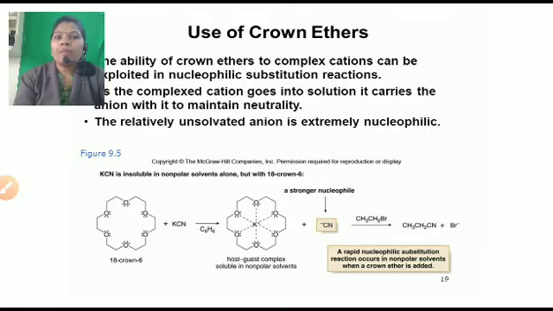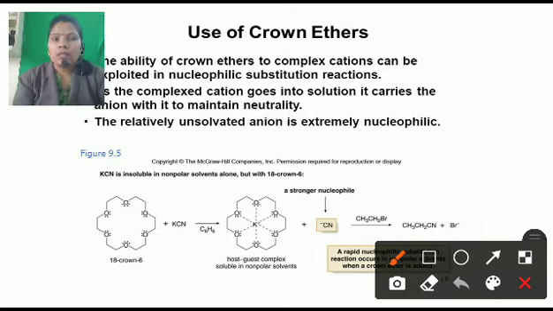What happens here? This is the example of 18-crown-6, which is useful for the nucleophilic substitution reaction. Here 18-crown-6 is reacted with KCN. KCN dissociates into K+ and CN−. The crown is useful to trap the potassium, the alkali metal, and that's why the host-guest complex is soluble in a non-polar solvent.